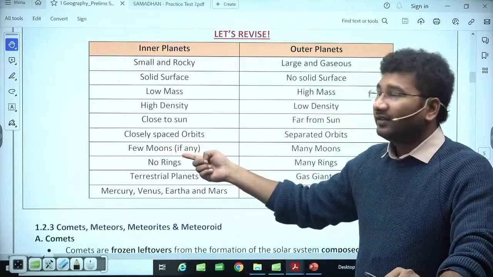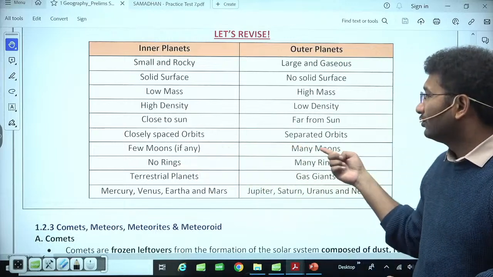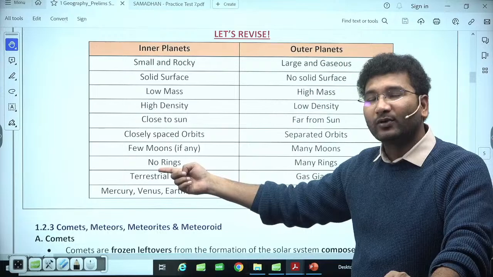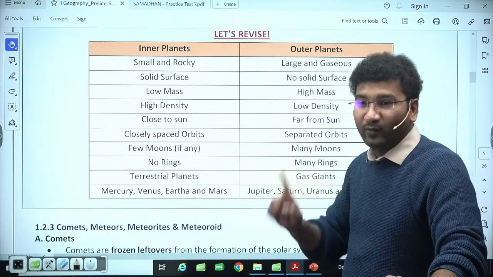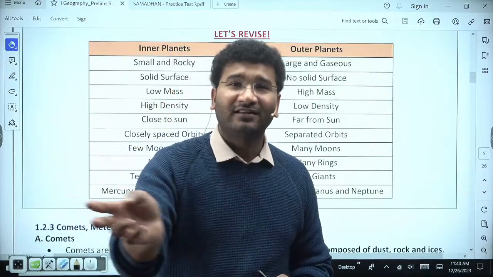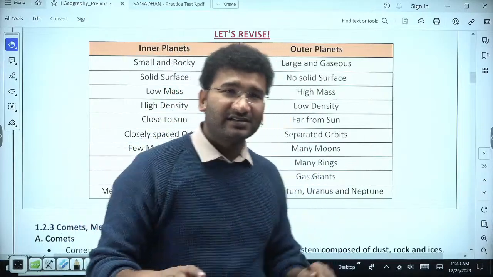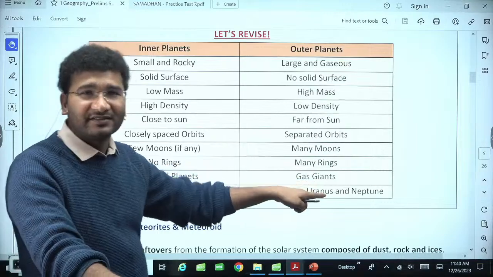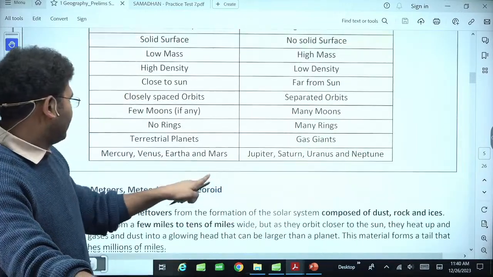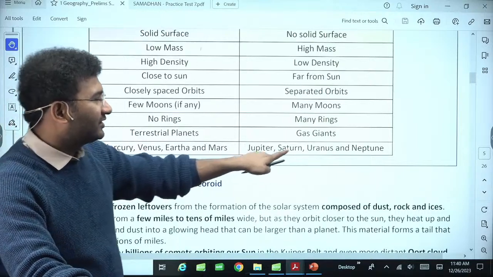Now they have few moons, but if you look at Jupiter and Saturn, they have many moons. Do the inner planets have rings? No. You have rings here. Now what are these rings? Those rings are none other than dust. All that dust is nothing but rings that are made up of gases and dust itself. Next, Mercury, Venus, Earth and Mars, Jupiter, Saturn, Uranus and Neptune.